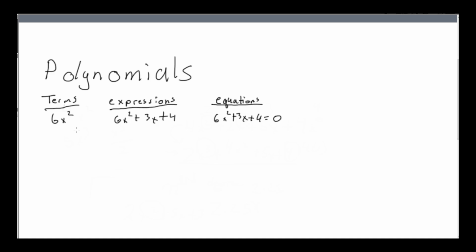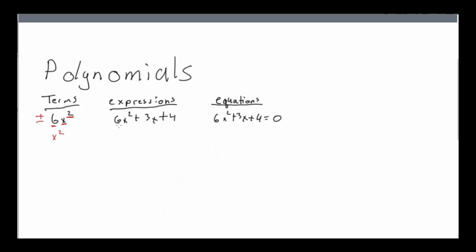All right, so today we're going to talk about polynomials. They can be polynomial terms, expressions, or equations. We're going to talk real quick on how to identify them. Terms can be positive or negative, but they are always going to have an exponent and a variable. They do not have to have a coefficient. Your coefficient can be 1.